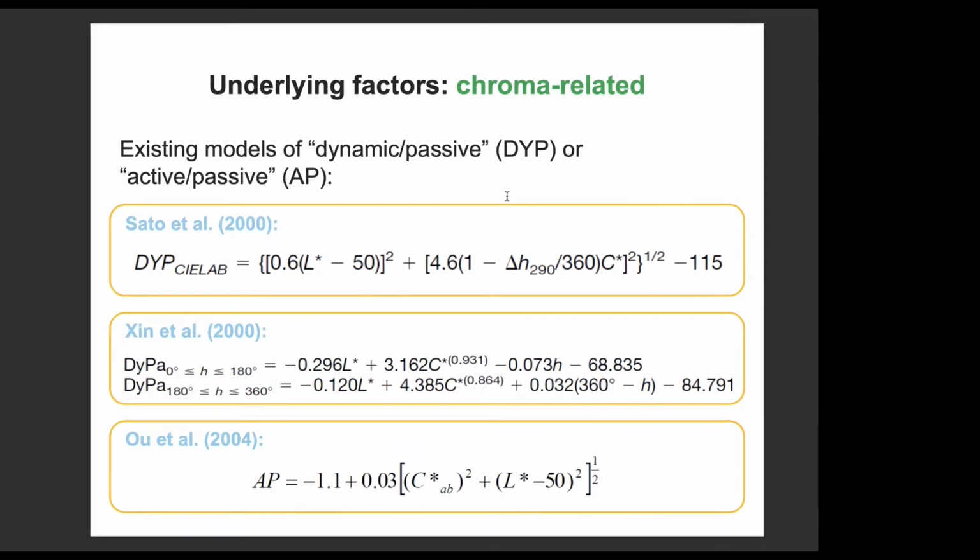And we chose something like dynamic or active to represent this third factor of color emotion. So in the first equation developed by Sato et al., this is an equation of dynamic versus passive. If we simplify that equation, we can see it's actually a form of color difference. And the third equation shown at the bottom is also a very similar form of color difference with a reference color at chroma equals 0 and lightness value equals 50.